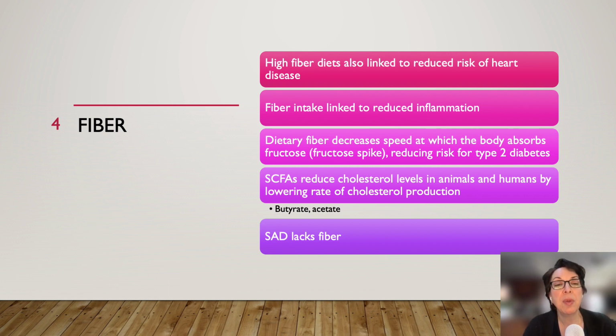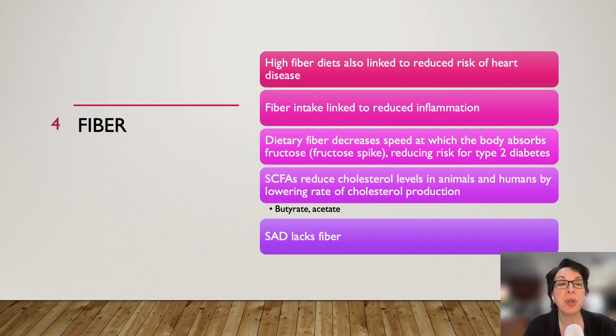It's also true that dietary fiber decreases the speed at which the body absorbs fructose, reducing the risk for type 2 diabetes. A fructose spike is something similar to a glucose spike, except the fructose spike is not visible, it's not measurable, but we know that it exists at the same time as a glucose spike. But a fructose spike can actually do more damage because we can't measure it and we can't control it.